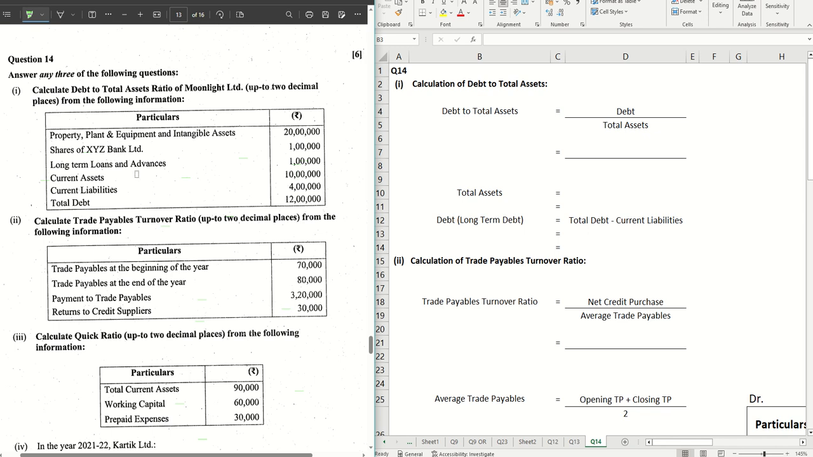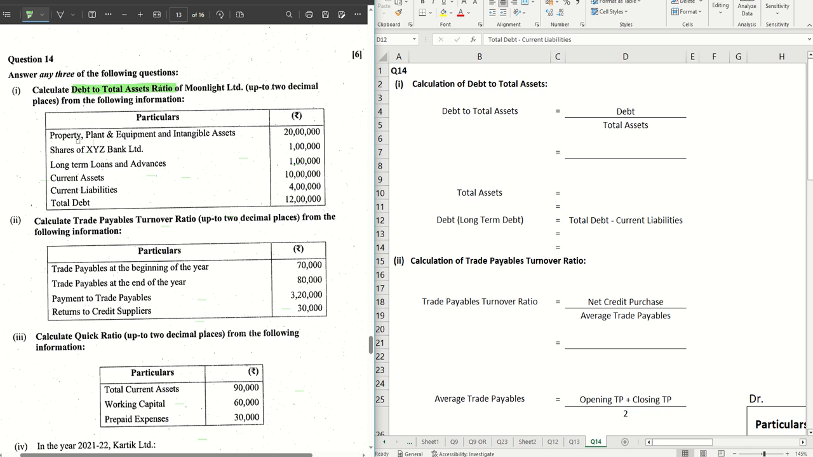The final sum is on ratio analysis. So let's get started with the sub parts that we have. The first one, we have to calculate the debt to total asset ratio. Let's look at the information that we have. We have property, plant and equipment, shares, long-term loans and advances, current assets, current liabilities and total debt. All right, so for debt to total assets, the formula is debt by total assets. We have to calculate the total assets and debt, which is the long-term debt, separately.